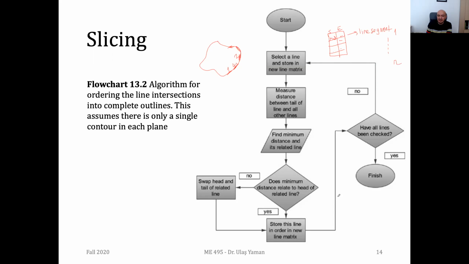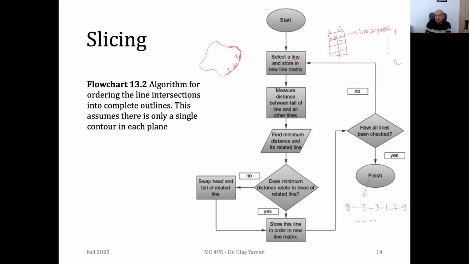And at the end, the output will be the ordered line segments. For instance, you may have the 8th one, the first, and then let's say the 5th one, 3rd one, maybe the first one, then the 7th one, 9th one. So that will be the output of this algorithm. It will give you an ordered list of line segments. So how are we doing it? We simply select a line from the input line segment list. Probably we are going to get the first one, and then we simply store it into the new line matrix.